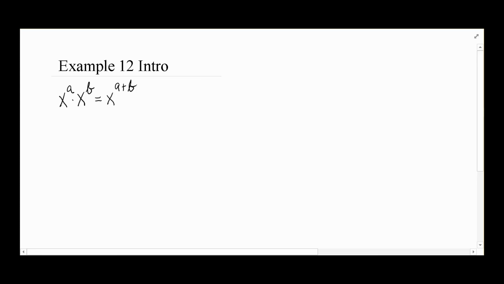Now this rule comes from as simple as saying, if I have x squared times x cubed, what does that mean? Well, x squared is xx, x cubed is xxx, so I've got 5 x's. That's x to the fifth. I'm counting them. All I'm doing is counting how many x's I got. So it's as simple as that.